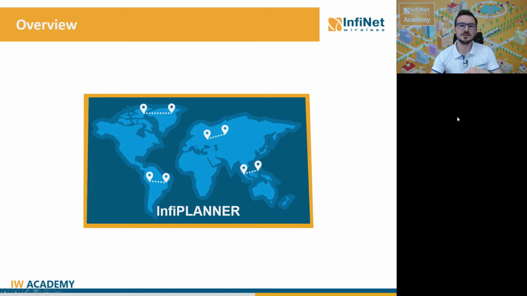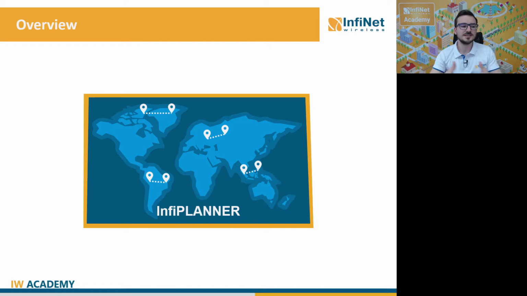I will begin with a few words about InfiPLANNER. As I mentioned earlier, InfiPLANNER is the radio network planning tool of InfiNet Wireless, which enables you to design point-to-point and point-to-multipoint links and carry out quick link estimations for throughput versus availability or distance. The most important characteristic of InfiPLANNER is that it is very user-friendly. So it has been designed in such a way that it can be used by anyone who has at least a bit of basic knowledge about the wireless networks technology.